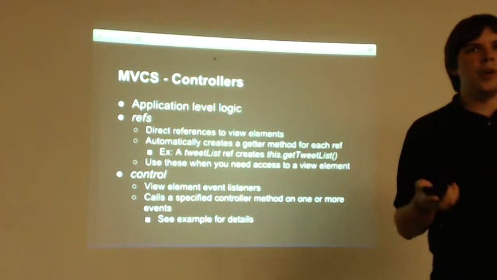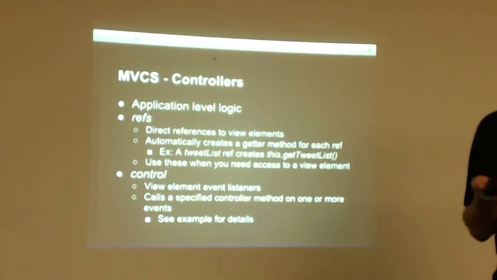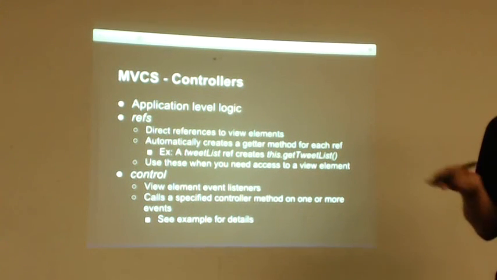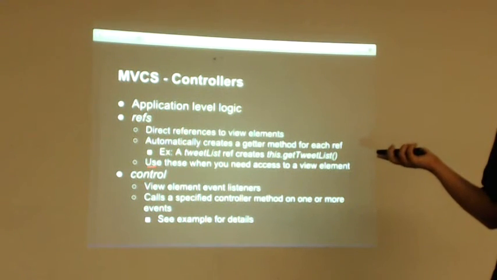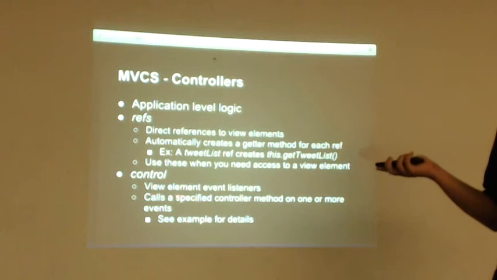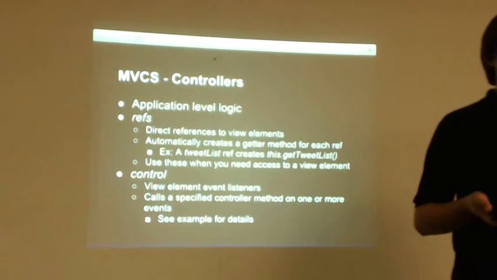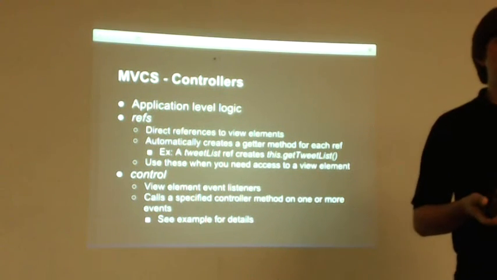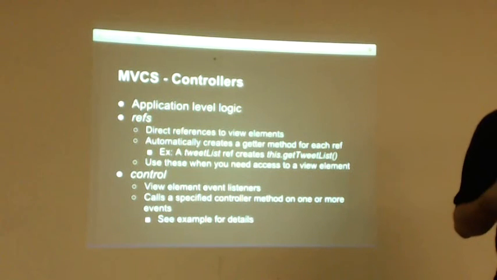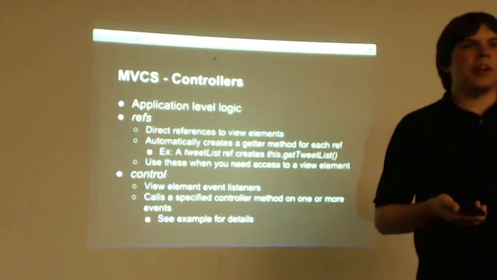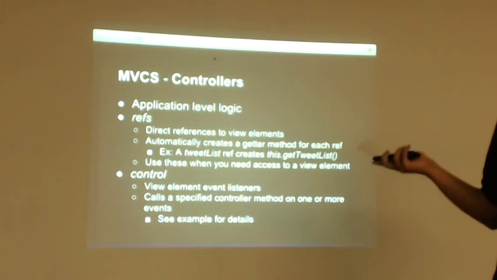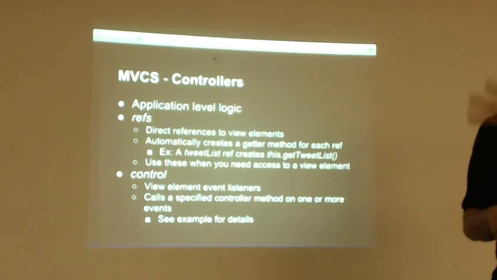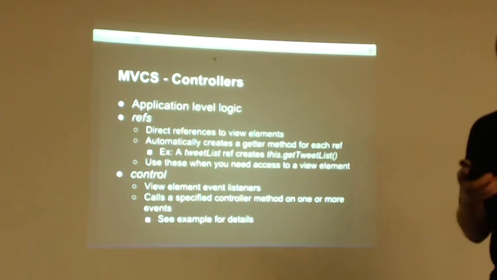So if you need to pull data off of a form, you get a reference to the form and then pull its data off, and then there you go. And then control, the control property is view element event listeners. It's basically shortcut syntax to hook into a specific event of any view element. So for example, a button has a tap event, which is definitely a useful event, and you hook into that from a controller, and then it will call whatever method you specify on the button tap.